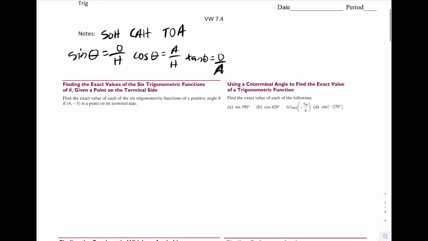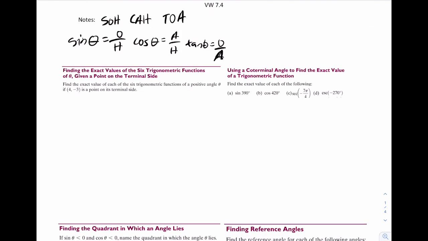So the question that we're going to do first: find the exact value of the 6 trig functions of the angle theta if (4, -3) is a point on the terminal side. So all you've got to do is draw your xy axis and let's put down (4, -3). That would be in quadrant 4. So (4, -3), and there's your dot.